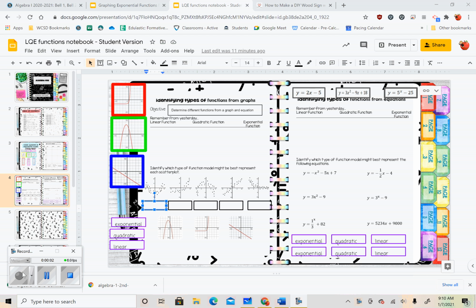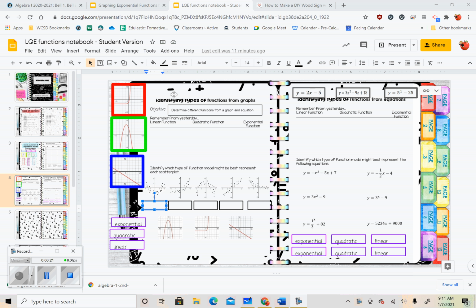Okay, good morning. We're going to do our LQE slide 4 notes today. We're going to be identifying types of functions from graphs. So this is in your Google Drive. Hopefully, if you've already opened it, don't open a new one in Schoology. Just use the one that you already have.